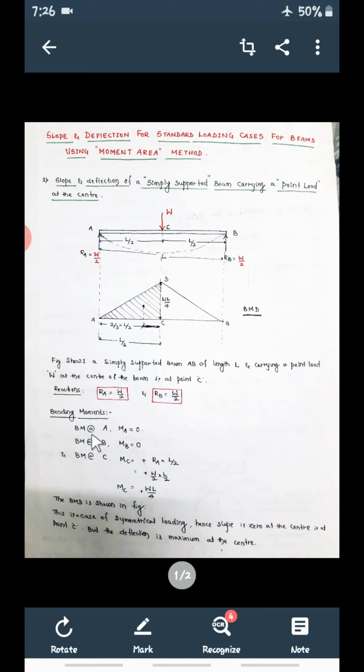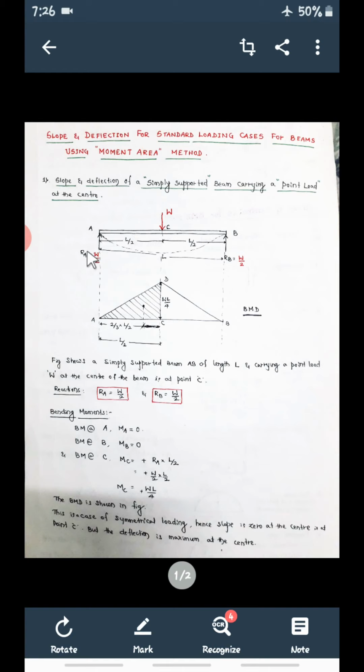In the previous semester you already studied how to calculate the bending moment. So let us calculate the bending moment at A, at C, and at B with this loading condition. Now we know reaction RA is W by 2, reaction RB is W by 2, and this load W is at point C. So let us calculate the bending moment at A, B and C. First, the bending moment at A.